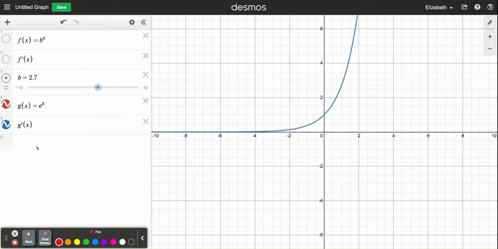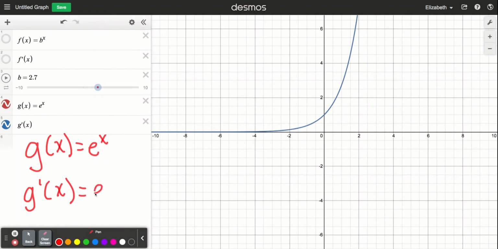So this is a really important rule for you to write down. When g of x equals e to the x, then the derivative g prime of x also equals e to the x. So we're going to use this as the basis to find all the other derivatives of any other exponential function. But this rule right here, you should add to your rule book.